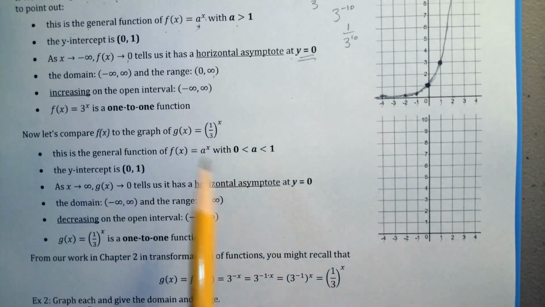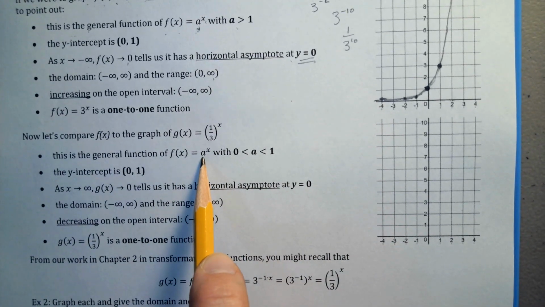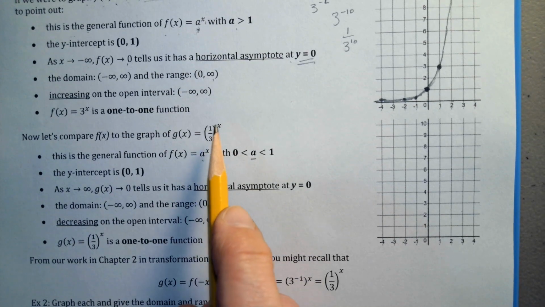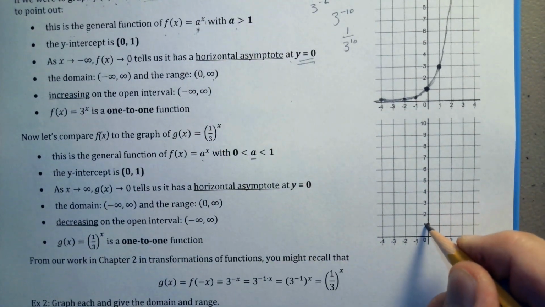All right, let's look now at a situation where the base a is something between 0 and 1, in this case 1/3. So let's plot a couple points again. Let's make it 0 this time. So x equals 0. We know it's 1 again.